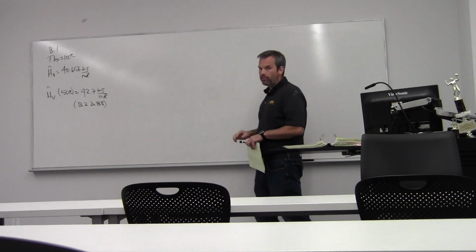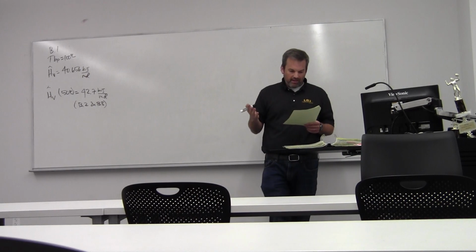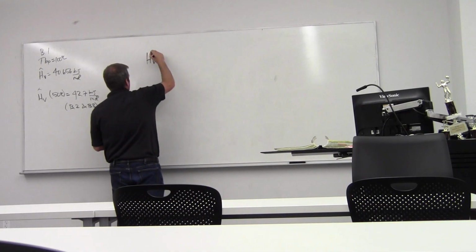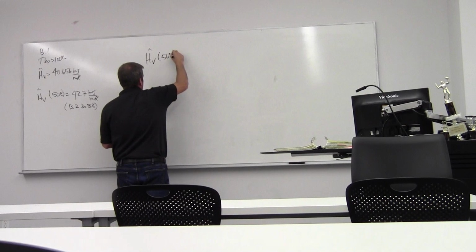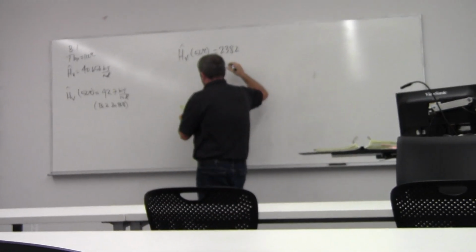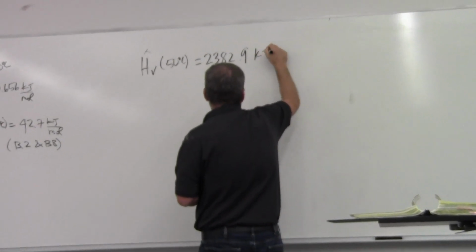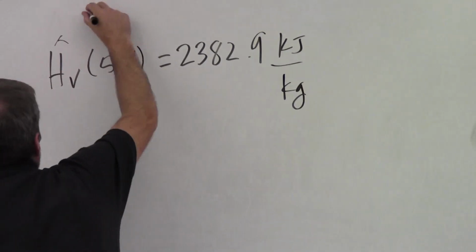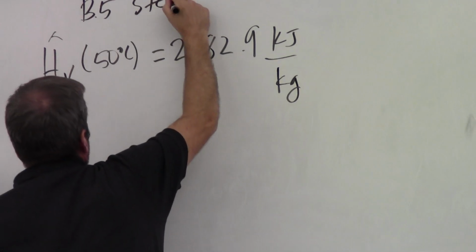All right, so in the steam tables, I can just look up B5, the one I used. It's called evaporation in the table instead of heat of vaporization. I think it's called the heat of evaporation, but it's the same thing, right? And so we say the heat of vaporization at 50 degrees Celsius is equal to 2382.9 kilojoules per kilogram. All right, so this is what I get from B5 in the steam tables.